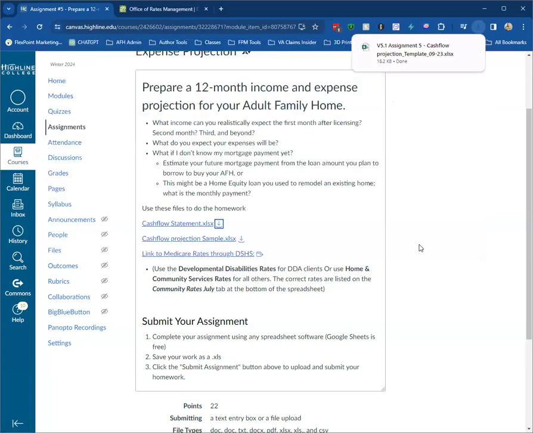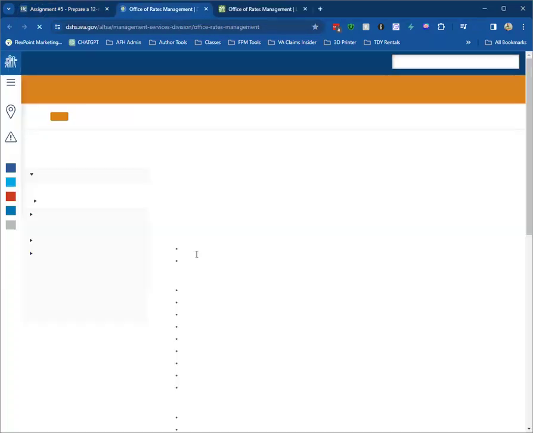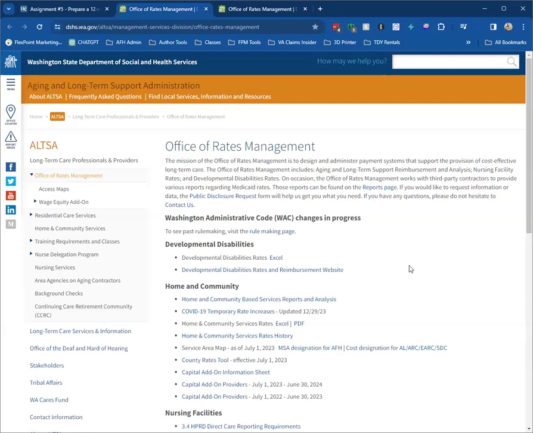All right. And then if you need a sample for your cash flow projection, I also leave a sample of what we go over in class. And then we're also going to need, because we are going to have a combination of Medicaid residents and private pay residents. So we're going to download the latest Medicaid rates. So we go to the link here that I provide. This will take you to the Office of Rates and Management for DSHS, and it will allow you to download the latest rates based upon where we are.